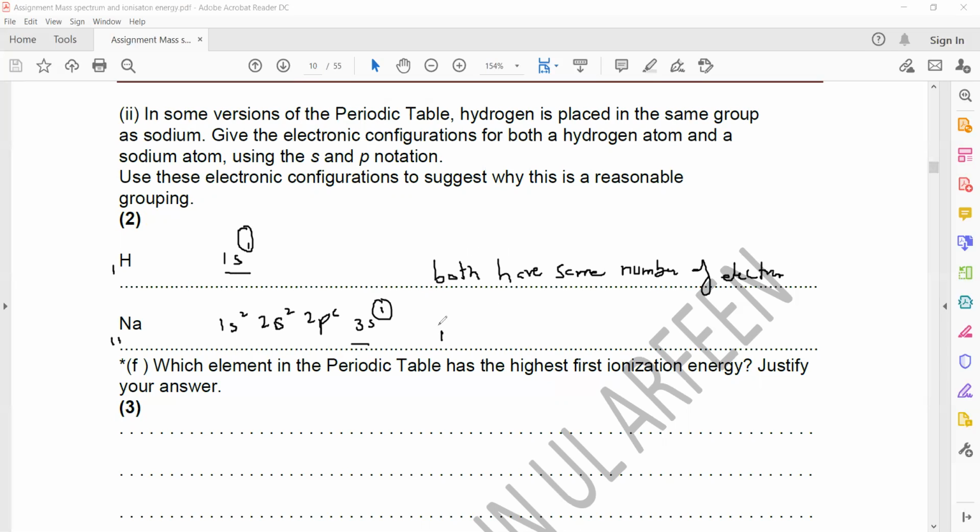In the last shell, that is why it belongs to the same group.